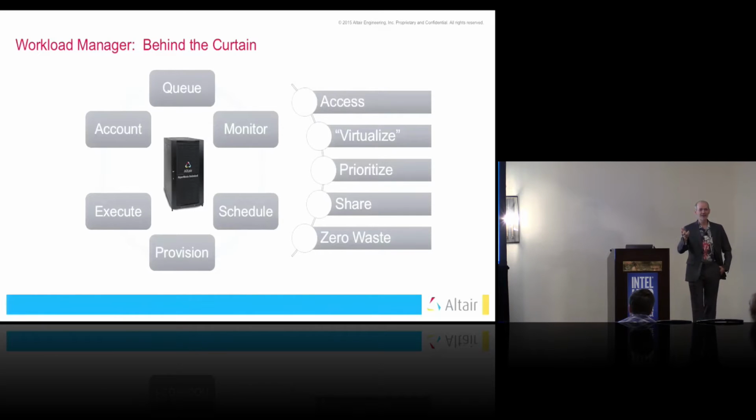And then finally, at the end, one of the great things that you get with workload management software from the administrator's perspective is all this accounting data about who did what when. Could you have done it better? How much energy was used, for example? All that sort of stuff. So that's great.